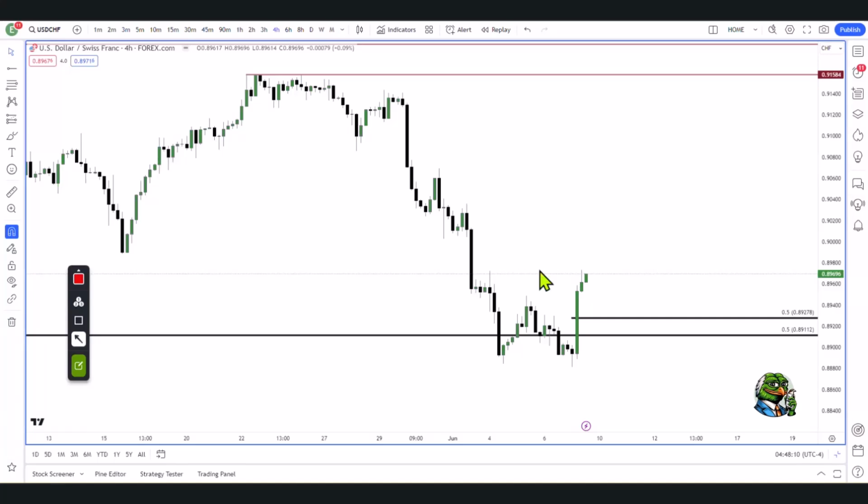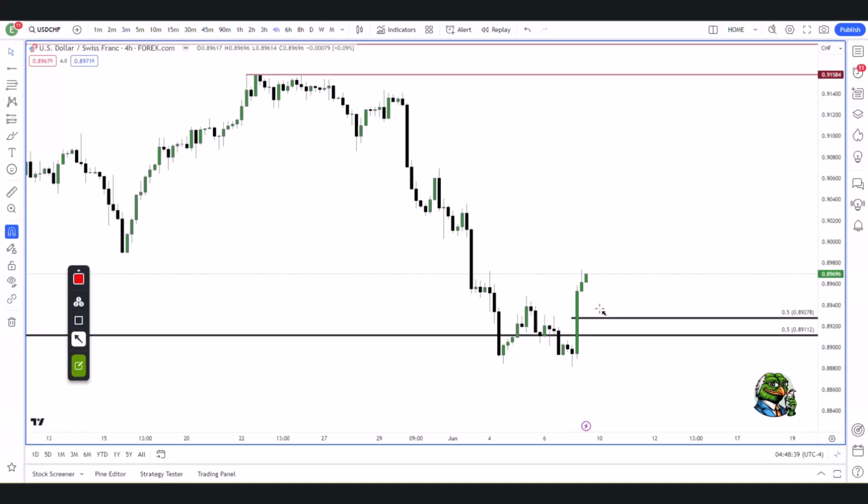So I expect that we will have a pullback somewhere into this zone. It doesn't have to come all the way back down to where I've marked this line, okay? It could just come to this area here, which may act as support, right? But somewhere around the 89.40 is where I want to see this coming back down into. And then I want to see what does price do when it gets down to that level, and what day is that, and what session is that.